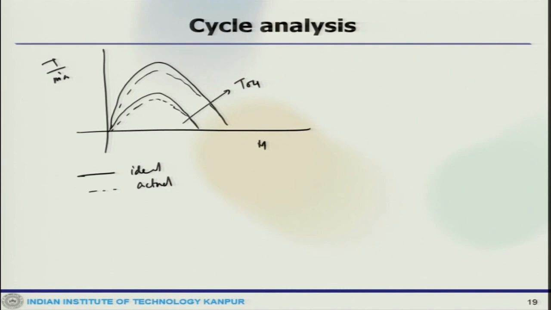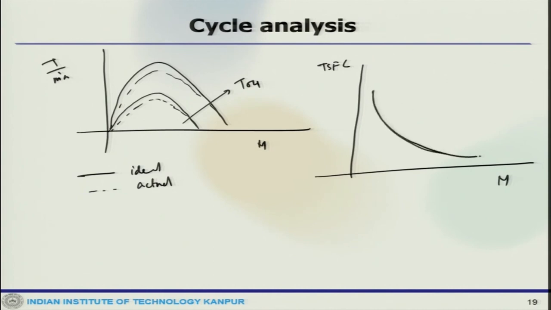Similarly, if you see TSFC versus Mach number, this is how it looks. This is again for increasing T04, and this is how the actual cycle would work. So, this is also T04. You can see how the specific thrust and TSFC vary between the actual and ideal cycle.